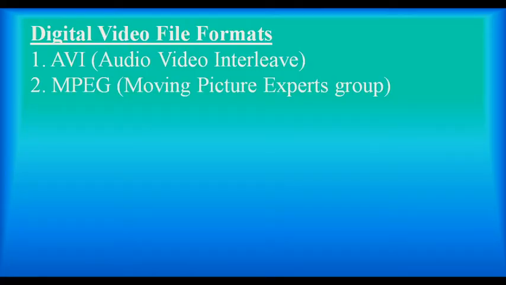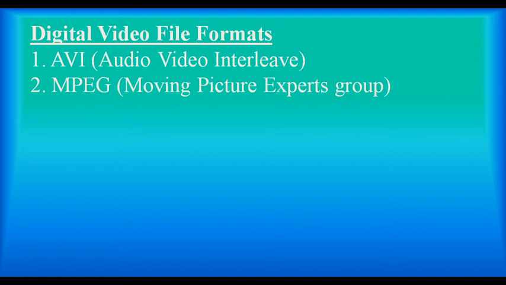Next one is digital video file formats. One is AVI, Audio Video Interleave. Next one is MPEG, Moving Picture Experts Group. The first one is Audio Video Interleave. AVI is the video file format for Windows.